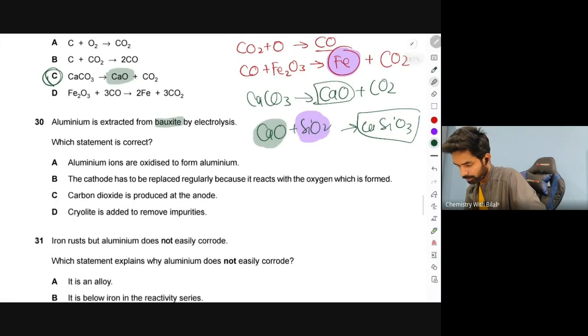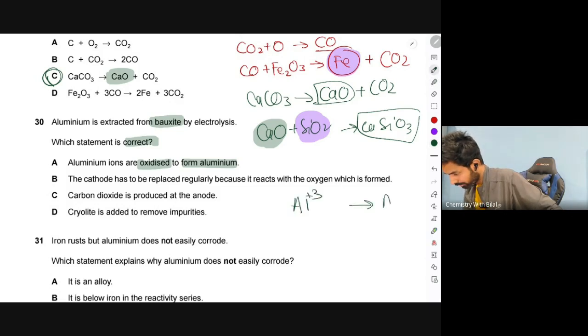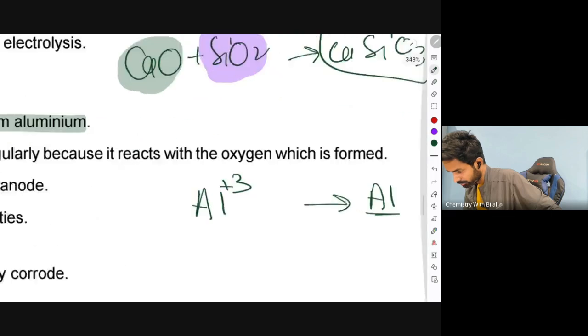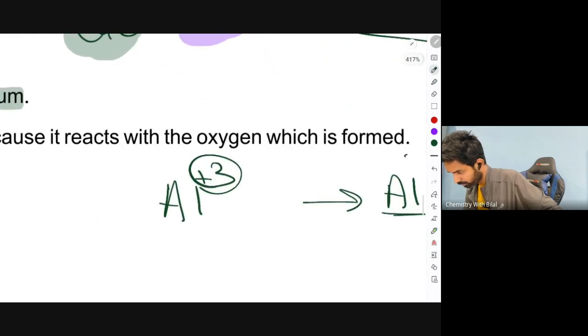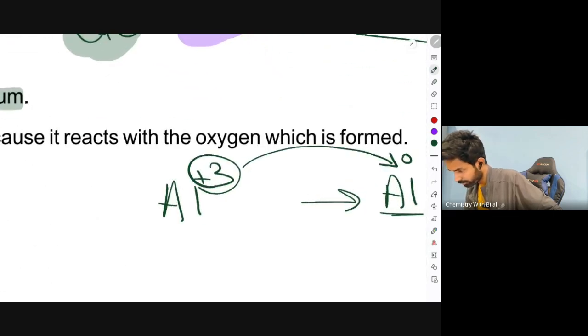Aluminum is extracted from bauxite by electrolysis. Which statement is correct? Okay. Aluminum ions are oxidized to form aluminum. देखो, whenever any ion अपने मेटल की फॉर्म में जाता है तो वो रिड्यूस हुआ. यहाँ पे तो +3, यहाँ पे 0 है, तो डिक्रीज इन चार्ज हुआ ना, तो रिड्यूस हुआ, नॉट ऑक्सीडाइज.